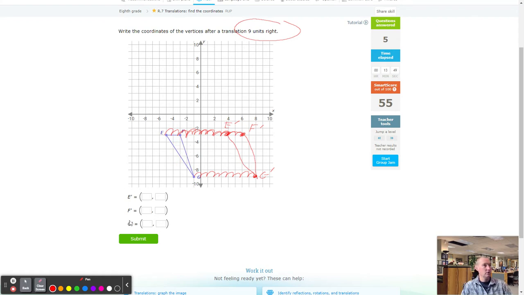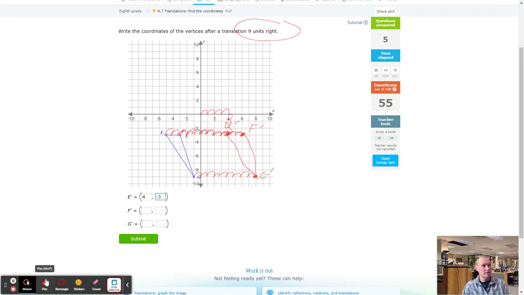So now what I want to do is put the new location of E prime. In order to get there, we are going to go 1, 2, 3, 4 to the right, and down 1, down 2, down 3. So +4 to the right, and down 3 to get to E prime.